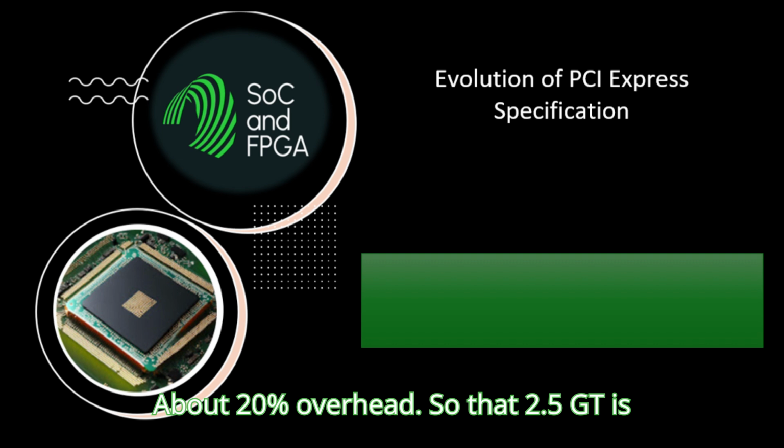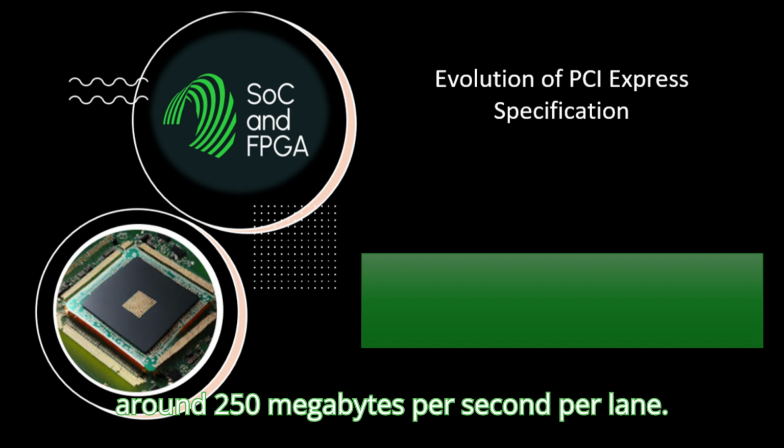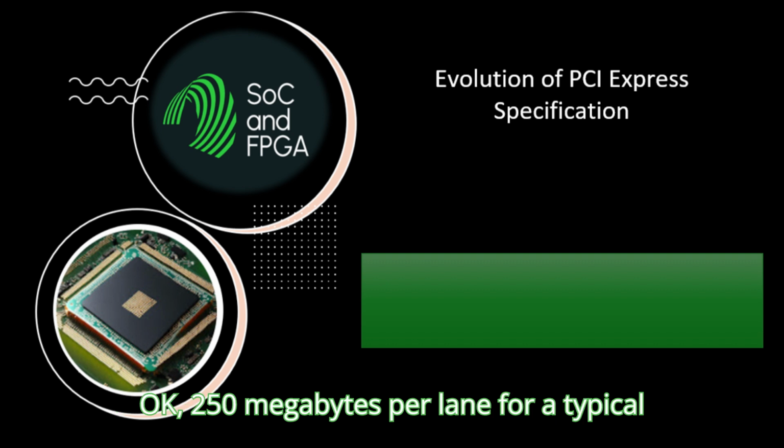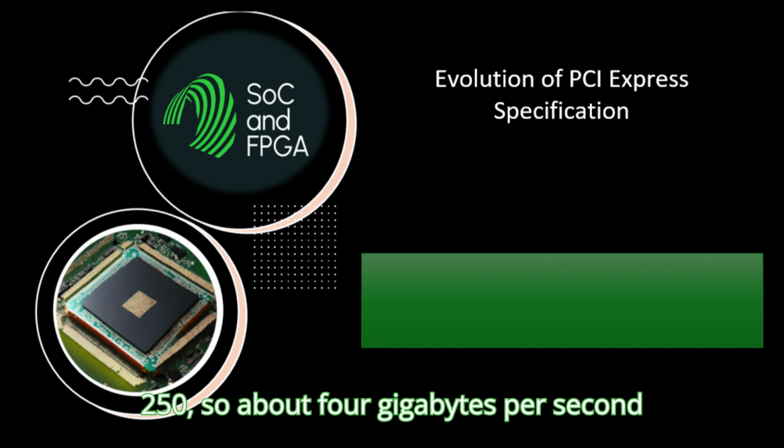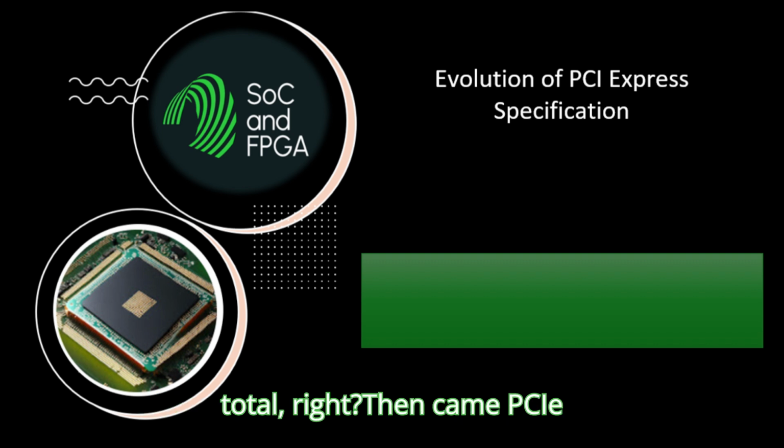So that 2.5 GT/s translated to an effective bandwidth of around 250 megabytes per second per lane. Okay, 250 megabytes per lane. For a typical x16 graphics card slot, that's 16 times 250, so about 4 gigabytes per second total. Right. Then came PCIe 2.0.